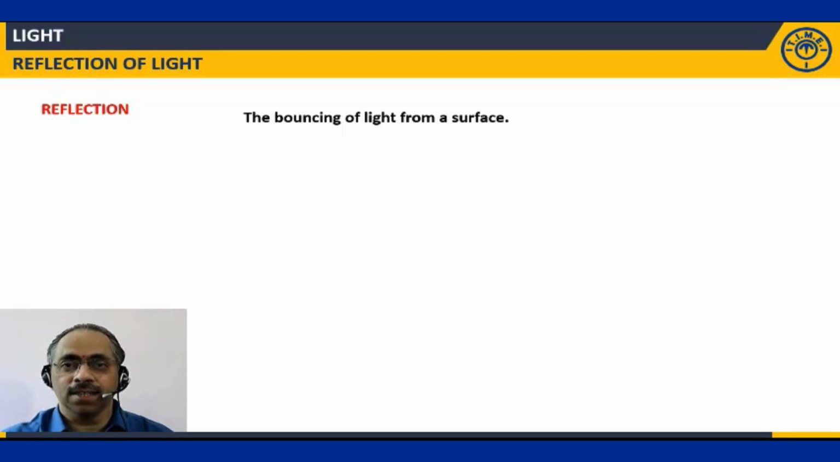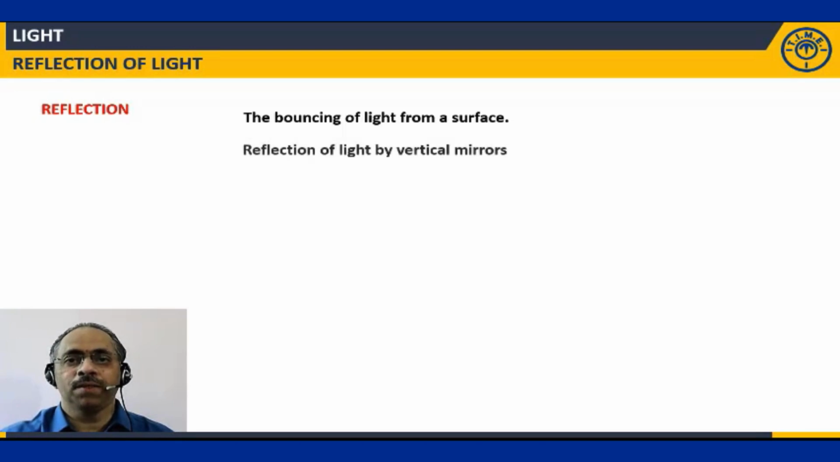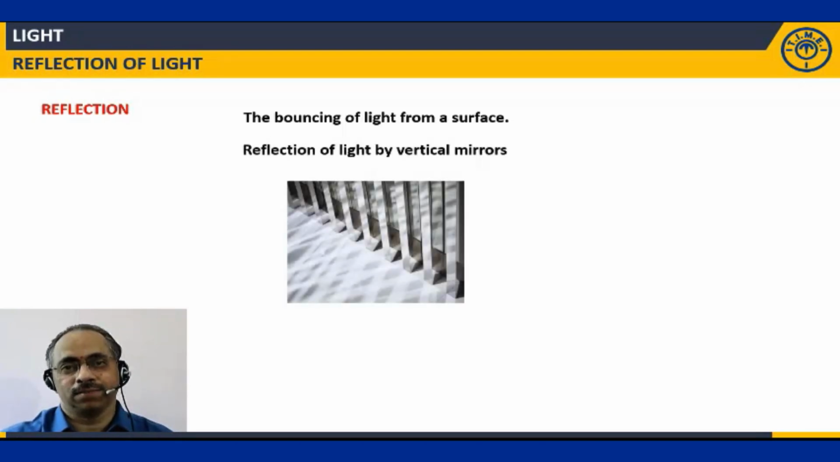Light is incident on a surface, on an object, and that light is bounced. When it is bounced, the surface can be smooth and polished, or need not be. When it is smooth and polished and reflects most of the light incident on it, we call it a mirror. Now see, for example, the light reflected from this vertical stack of mirrors. We have a beam of light incident on each strip of the mirror here, and it is getting reflected.